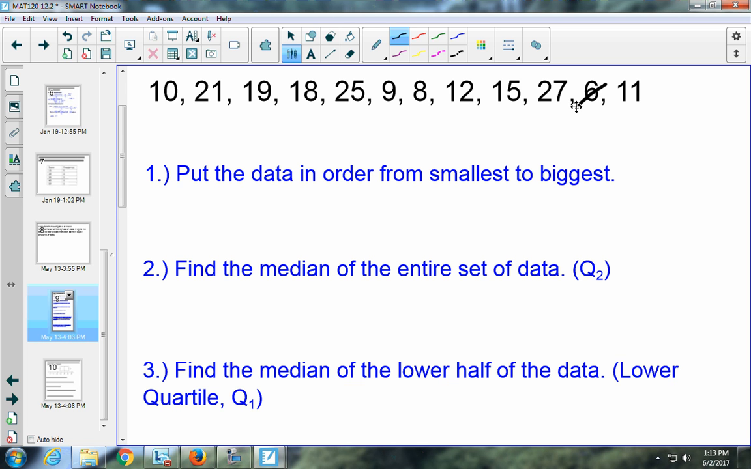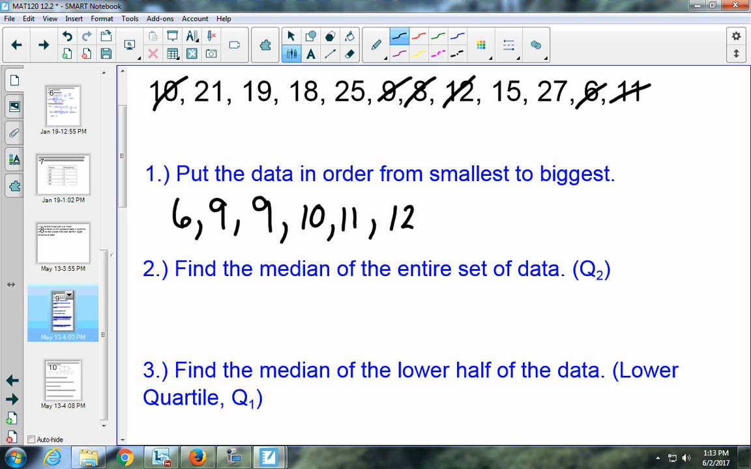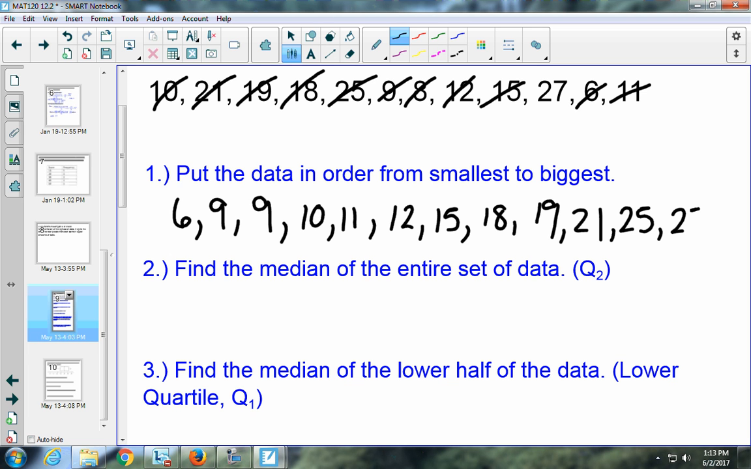Our smallest number is 6, then 8, 9, 10, 11, 12, 15, 18, 19, 21, 25, and 27. I always want to double check that I did not miss a number.